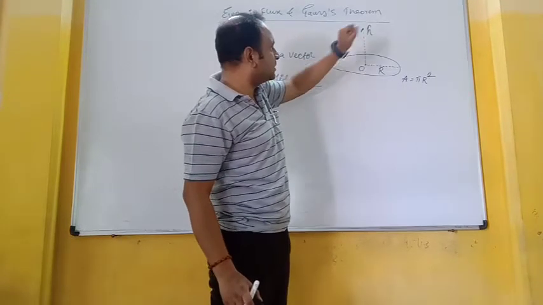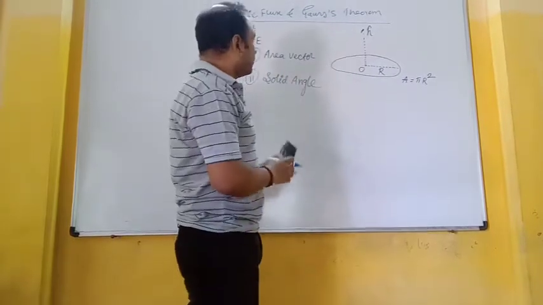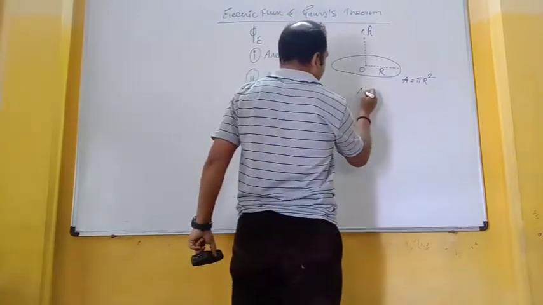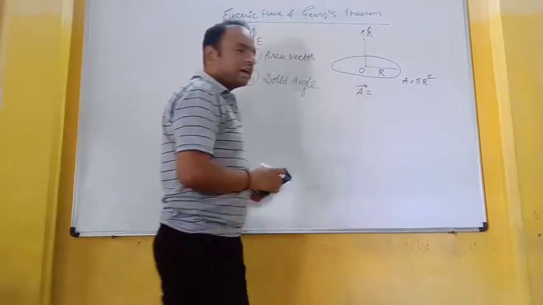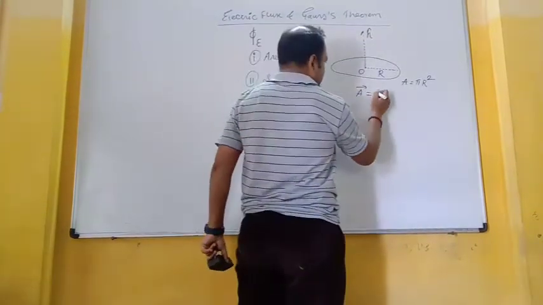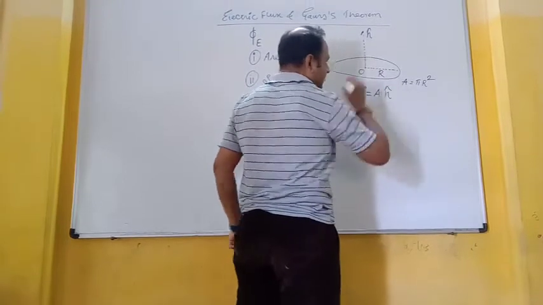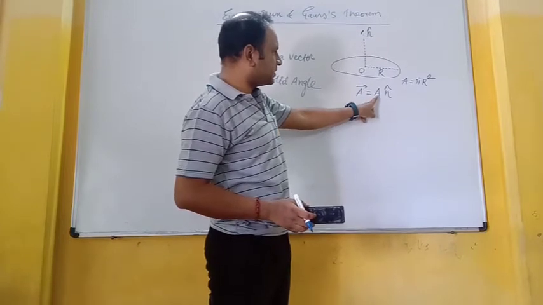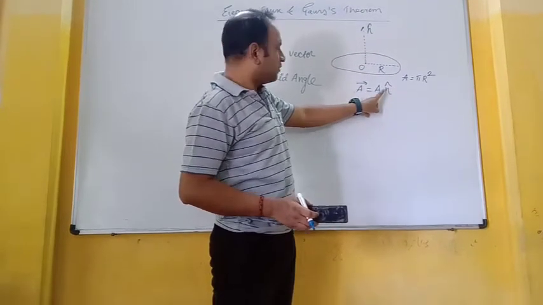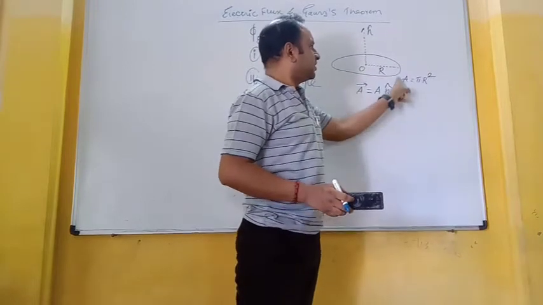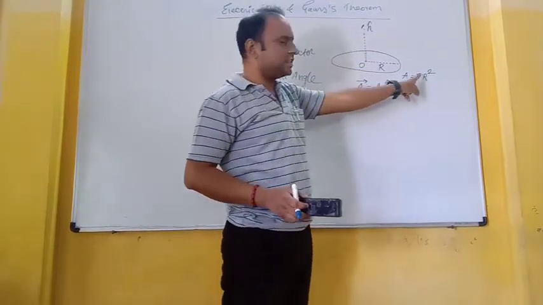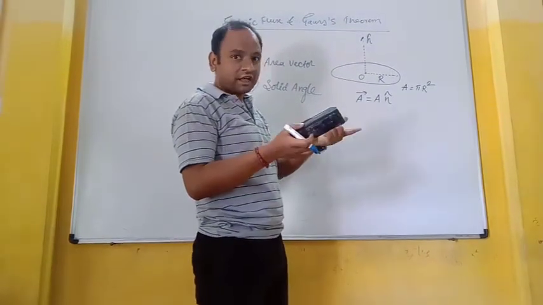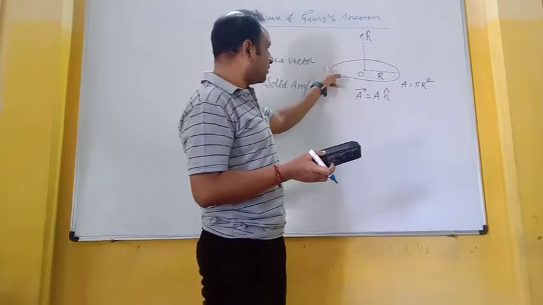So this n cap is the unit vector. If I want to write this area in terms of a vector, we know that a vector quantity has a magnitude and a direction. So what I have written here is A vector is equal to A into n cap. Here A is the magnitude of the area of this circle, that is pi r square, and this n cap represents the direction of that area, that is the direction of my area vector.